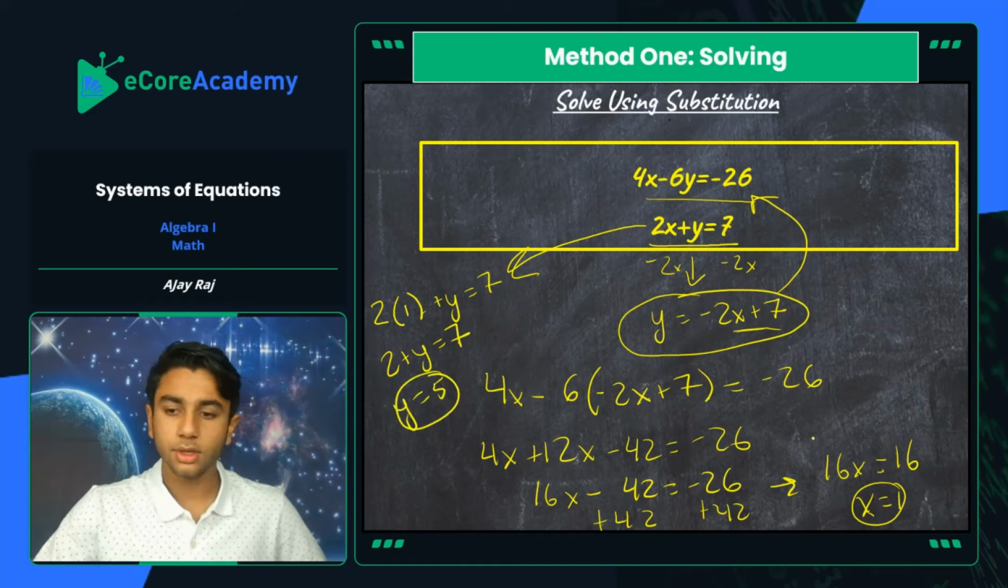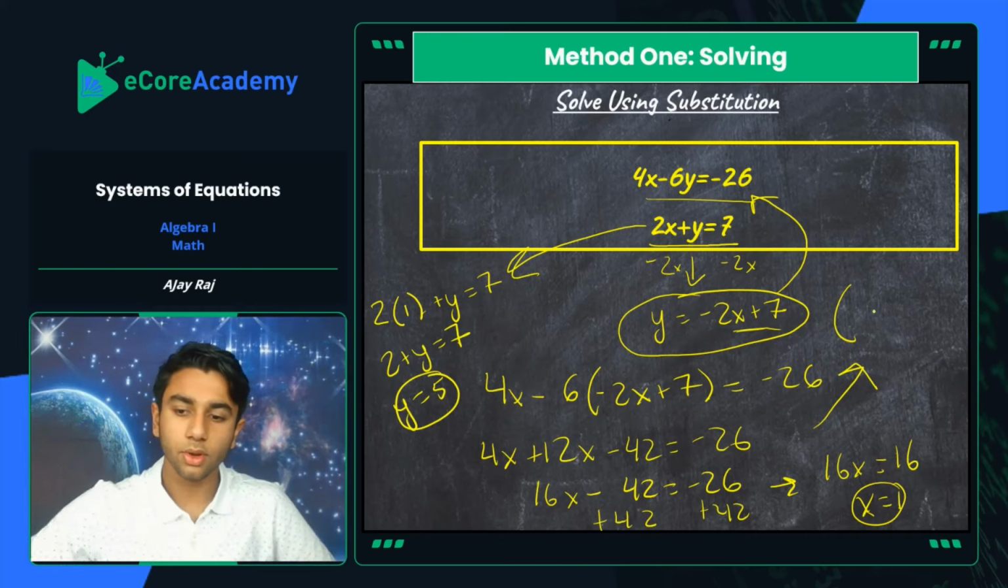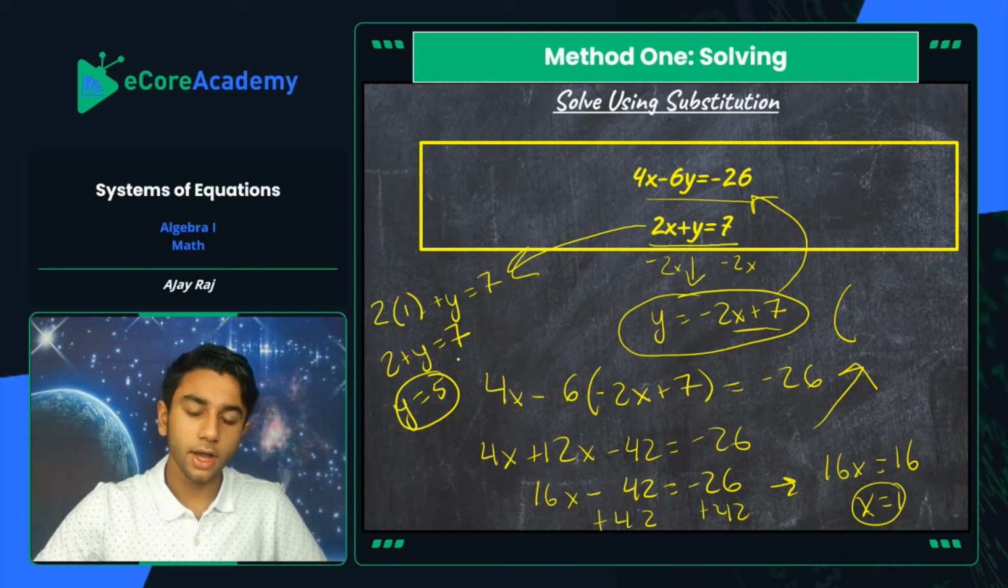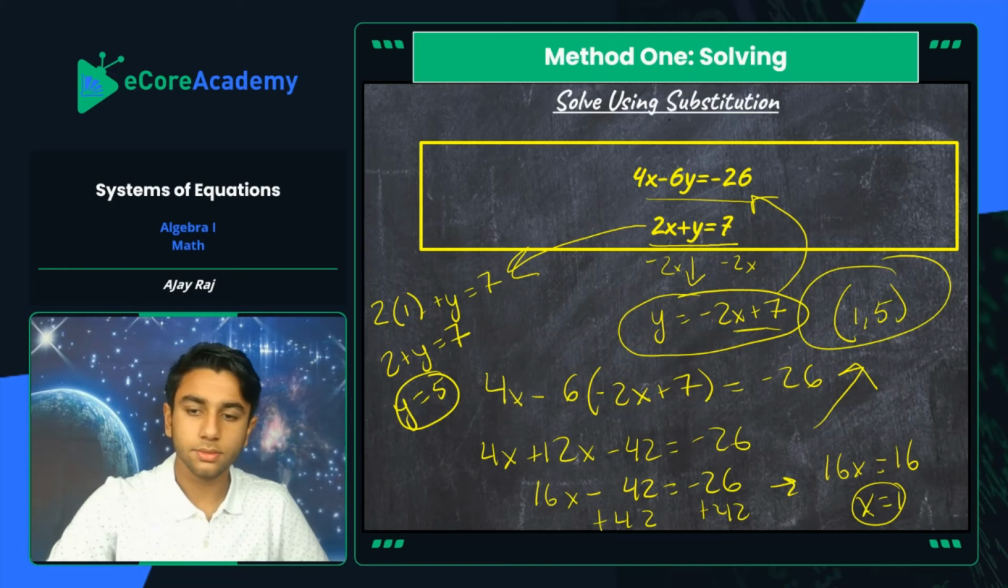So our solution is going to be a coordinate point. It's always a coordinate point, because if you think about solutions, it's where two lines intersect. So it's always going to be a coordinate point of values. So it's going to be 1 and 5. So at 1, 5 is where your solution is going to be. So 1, 5. And that's your solution.